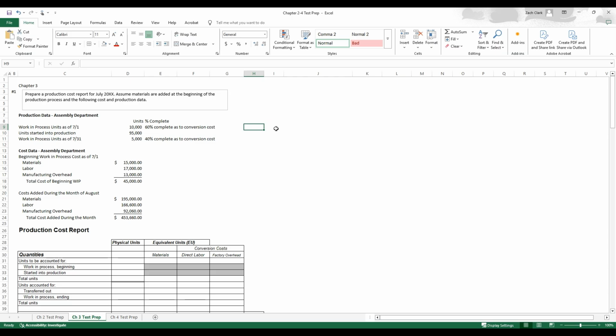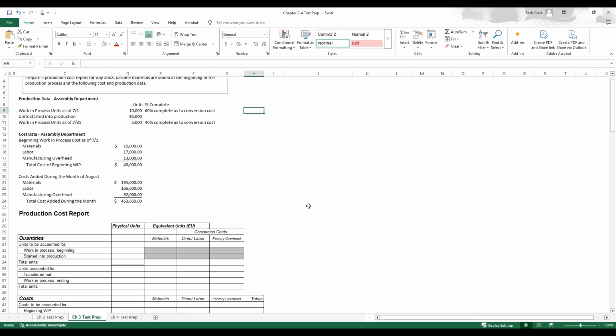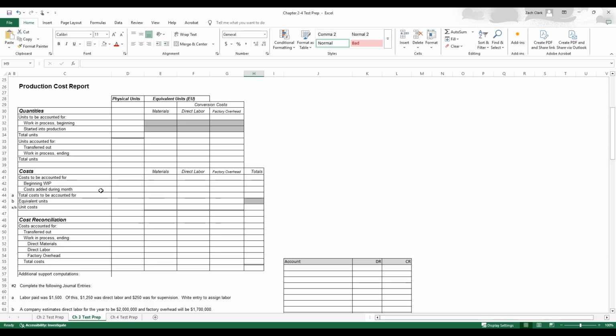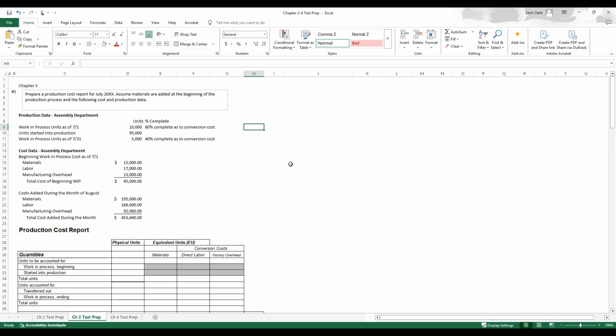So let's take a look at the information provided. And remember, in chapter 3 we have this production cost report. We're going to use that to calculate equivalent units of production and then determine a cost per unit, essentially. So with that said, let's take a look at the data we're provided with and go through and complete the problem.